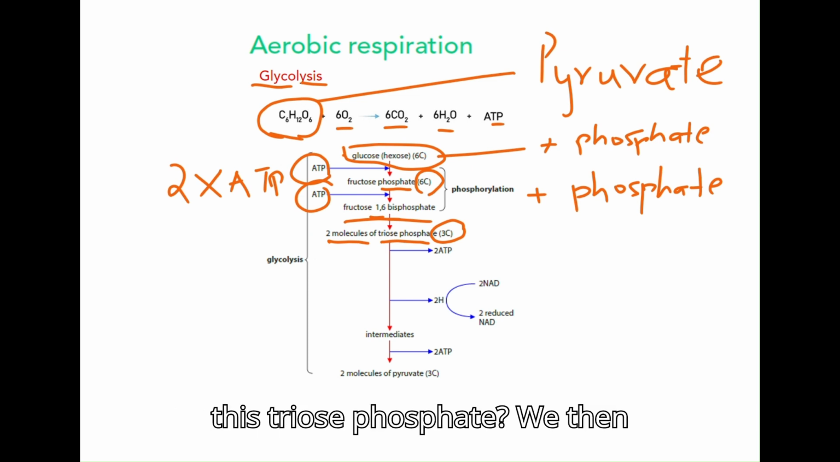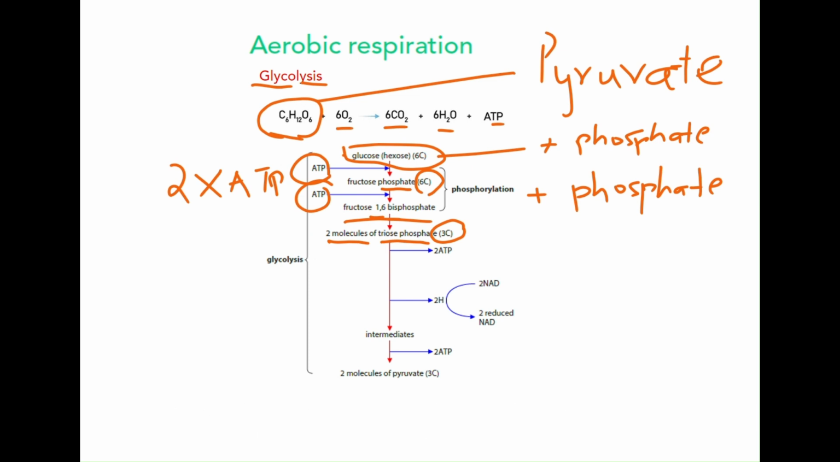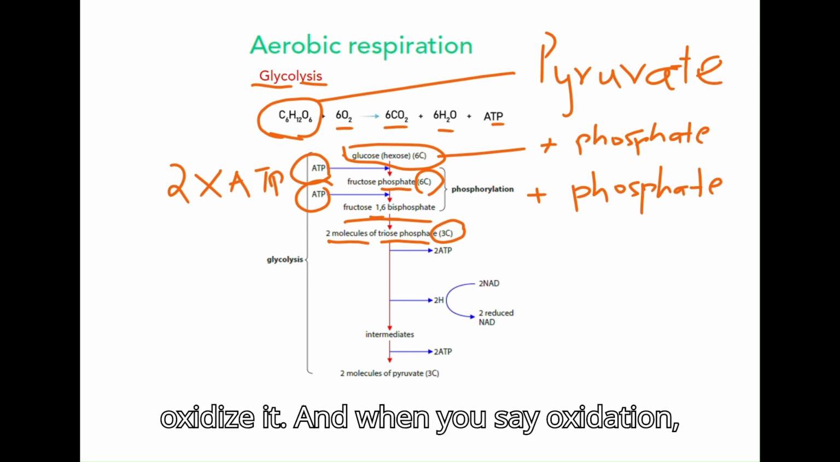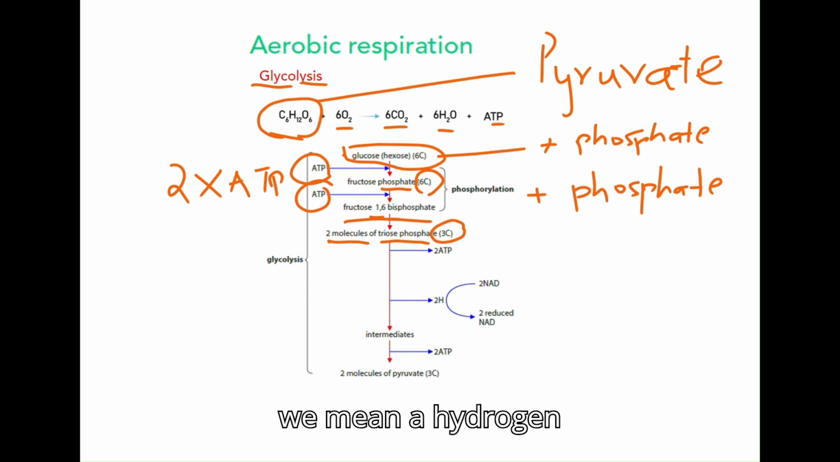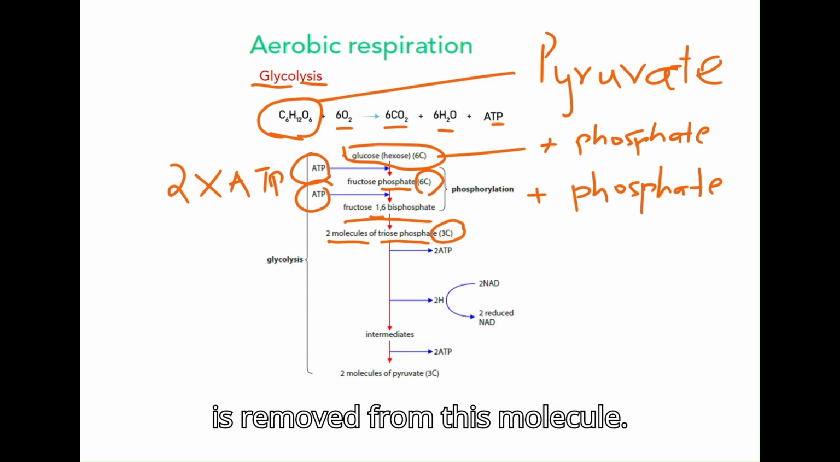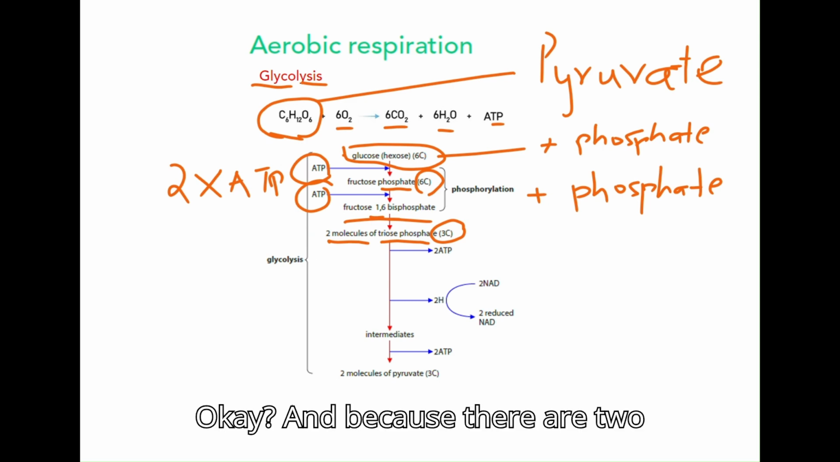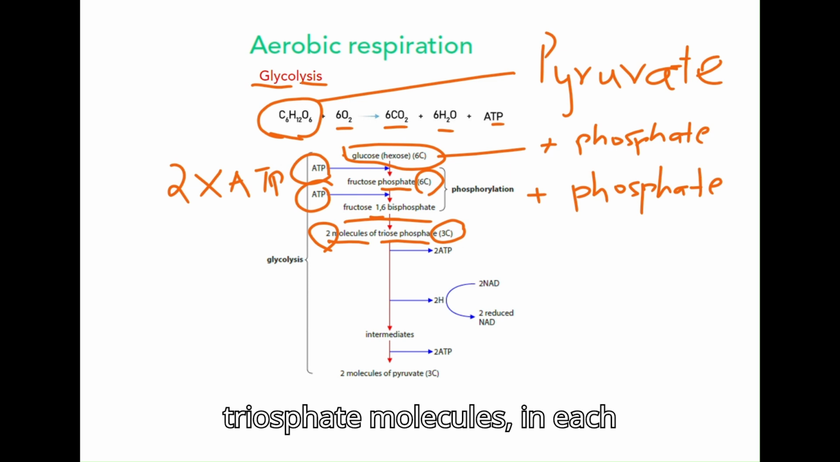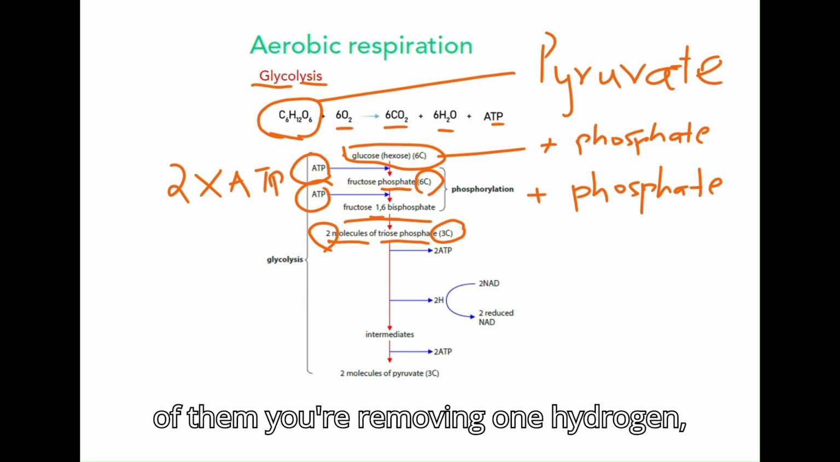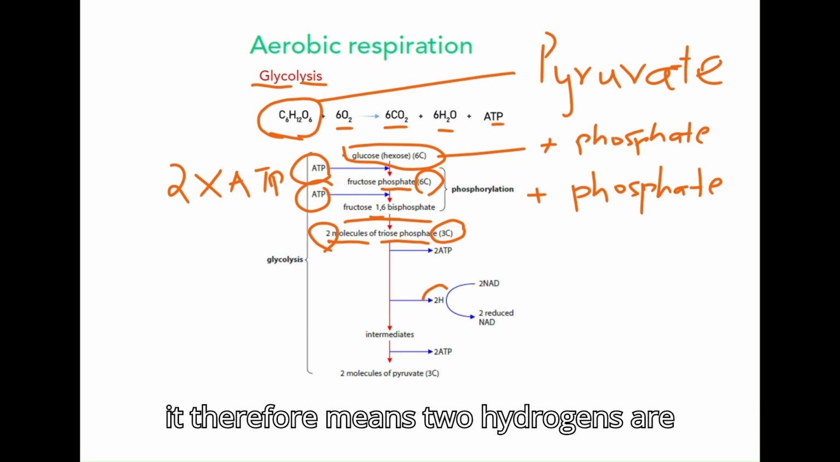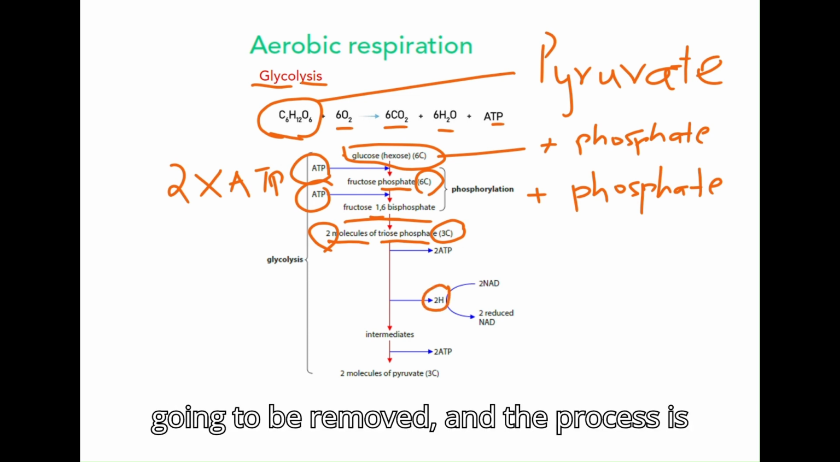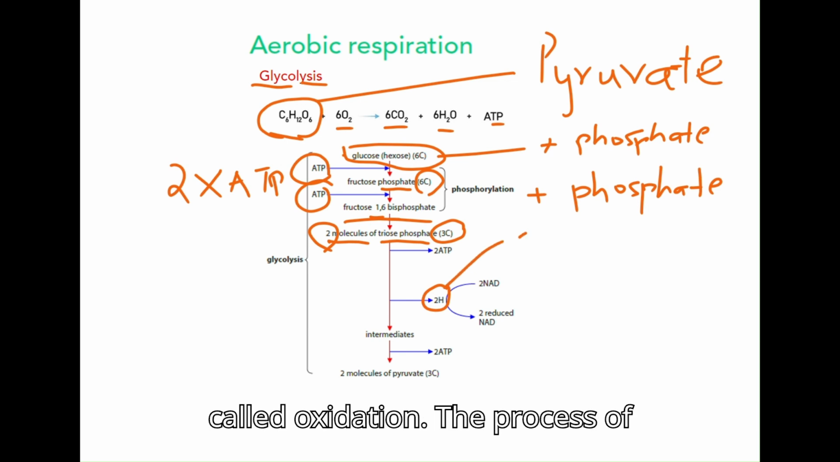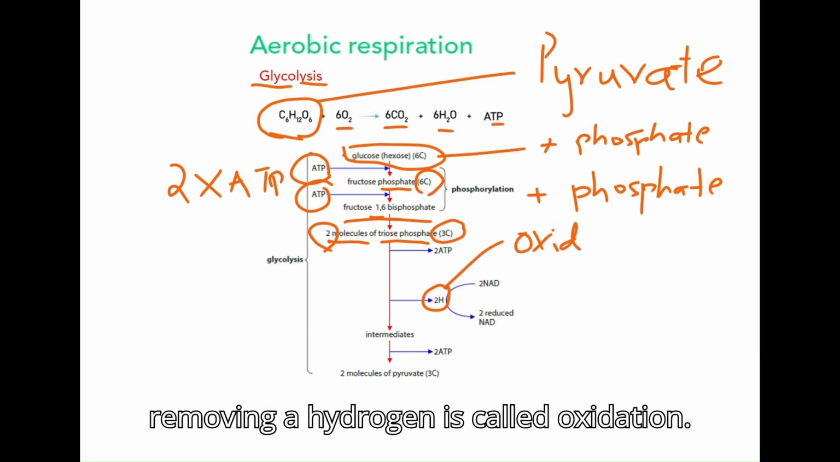So what do we do with this triose phosphate? We then oxidize it. And when we say oxidation, we mean a hydrogen is removed from this molecule. Because there are 2 triose phosphate molecules, in each of them you're removing 1 hydrogen. It therefore means 2 hydrogens are going to be removed, and the process is called oxidation. The process of removing a hydrogen is called oxidation.